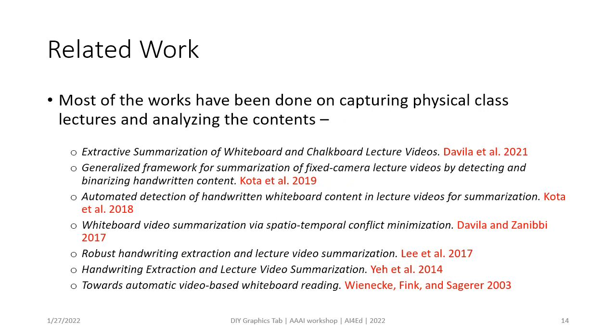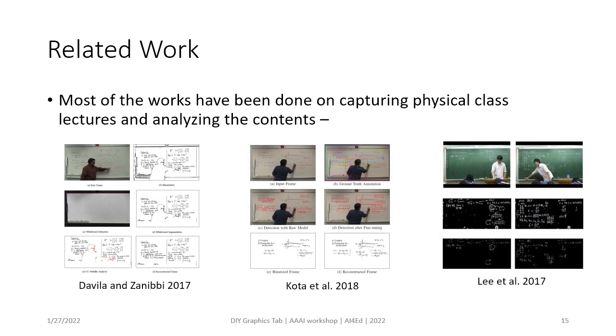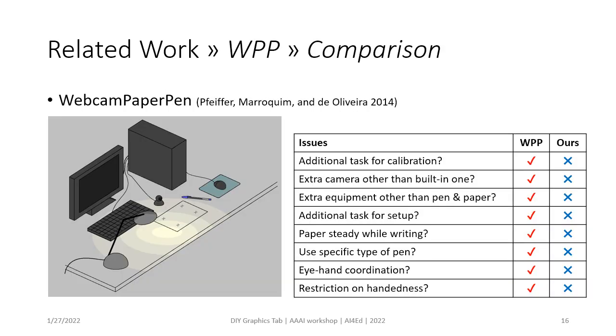According to our literature study, most of the previous works have been done on capturing only physical class structures and analyzing its contents. The most relevant work which matches our system is WPP or Webcam Paper Pen, which was done in 2014. Our DIY graphics tab minimizes the complexity of the Webcam Paper Pen work.